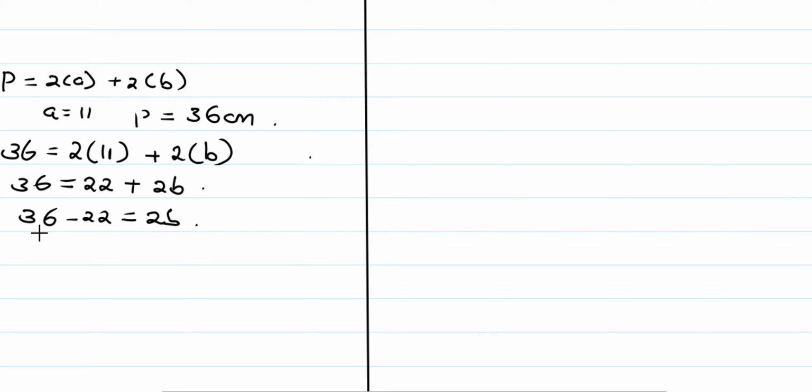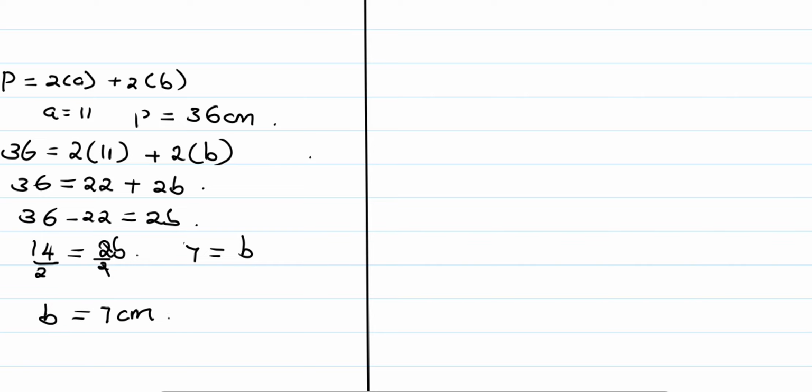And then 36 minus 22 is 14. So it will be 14 is equals to 2B. So to get B, we need to divide by 2 on both sides, which is 2 here and 2 there. So it will be 14 divided by 2 is 7 is equals to 2B divided by 2, it will be B. So the missing side B will be 7 centimeters.